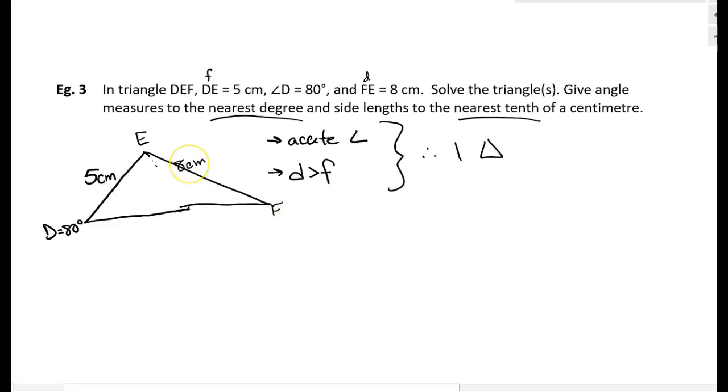And from here, I'm just going to use my sine law like I normally would. So I know that this set angle is 80 degrees. I need to solve for these two angles and this one missing side. So E, F, and side E. So I'm going to choose to solve for F first because I do have its opposite side, and I have my fixed ratio for D.